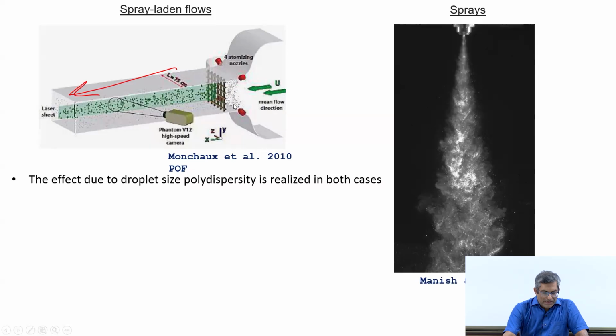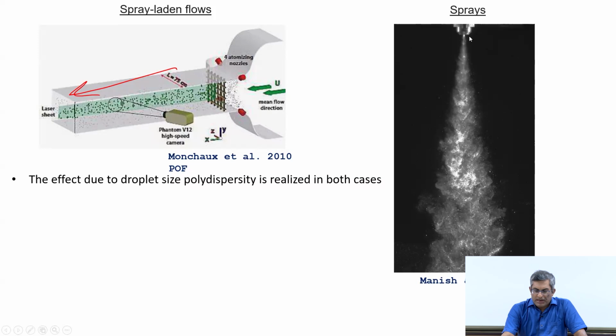Now, in this case, people have used single or multiple nozzles or injectors, as you can see here, which generate the spray, and these spray droplets are transported in the wind tunnel. And people have done experiments in this kind of flow configuration to understand clustering or preferential accumulation of particles. So, a lot of experiments have been done.